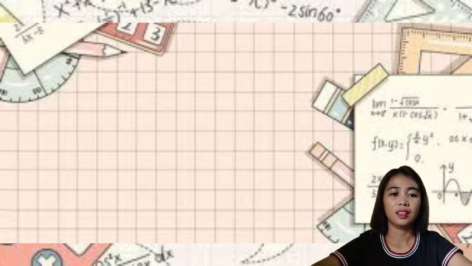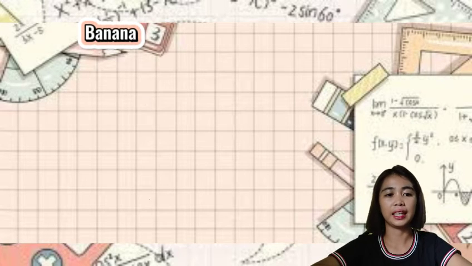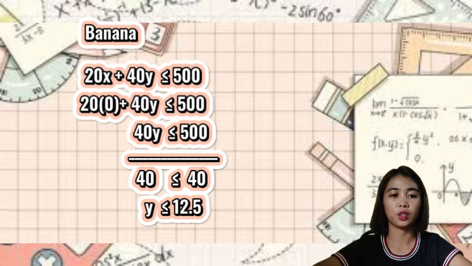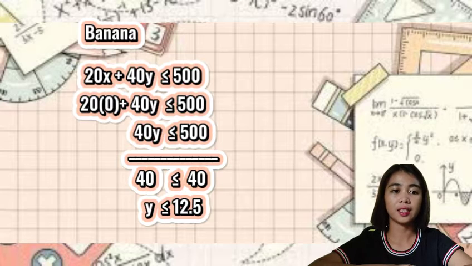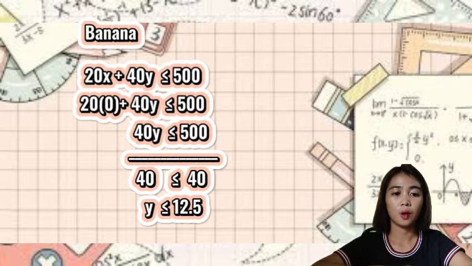Now, let's find the value of x and y for this. Let's start with the banana. 20x plus 40y is less than or equal to 500. Let x be equal to 0, so 20 times 0 is cancelled out. Now we have 40y is less than or equal to 500. Divide both sides by 40 in order to get our y. So now our y is less than or equal to 12.5.